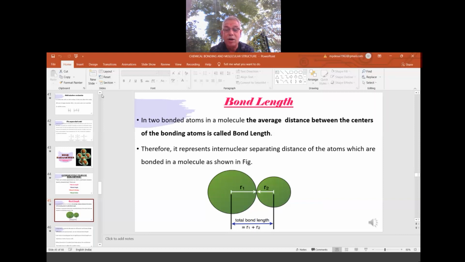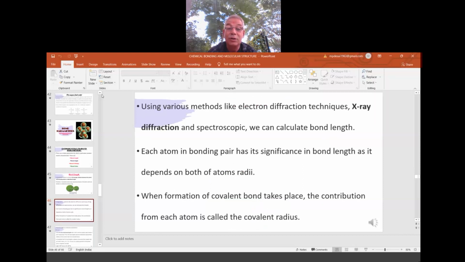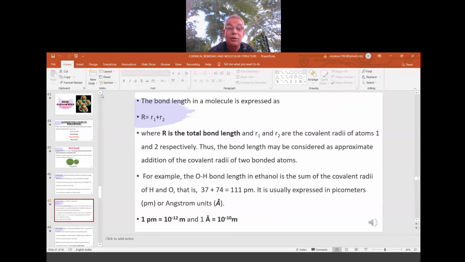Okay, if the bond length is more, what happens? Then it is easy for us to break. If the bond length is small, they are very close, and when they are very close, it is very difficult to break. So the bond length will have an impact on some parameters. All this information is obtained by the diffraction method or the spectroscopic method, in angstrom units, picometers, or nanometers. So in various small units they are measured.